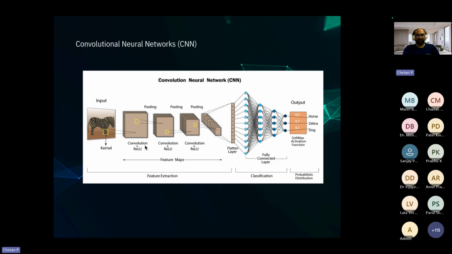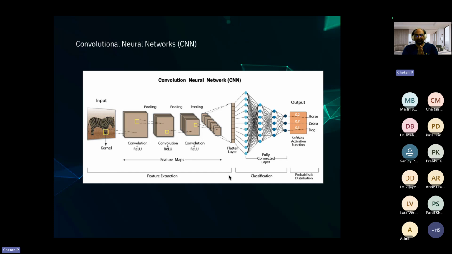Then it will apply the convolution layers on top of that. ReLU is an activation function. Then again the next layer, then again the next layer. In between, you can use max pooling layers. Then you can also use dropout layers. Dropout layers will just deactivate some of the neurons. So these are the feature extraction.